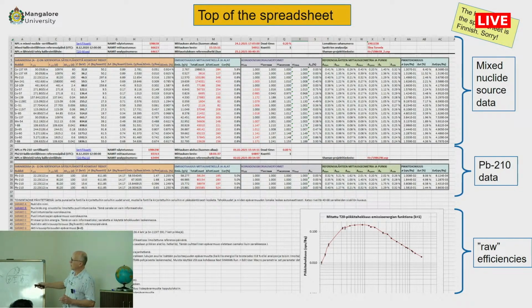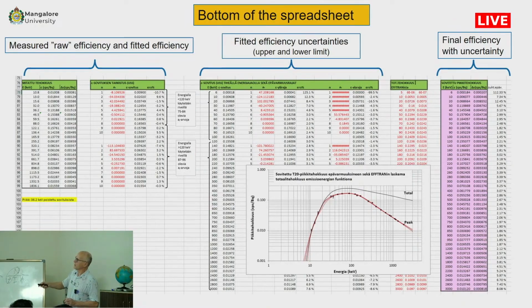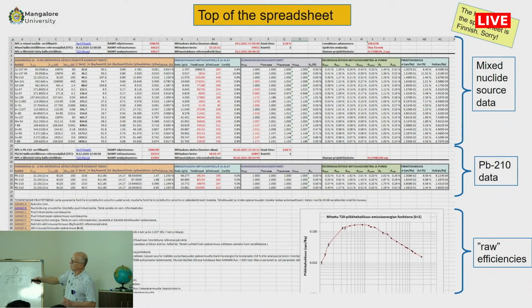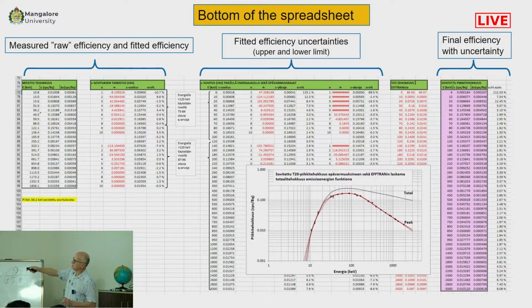So I call this curve here raw efficiency. This part of the spreadsheet has the numbers exactly the same as here, but I did fitting so that I get a smooth curve. And then this part here is the uncertainty of the fit.